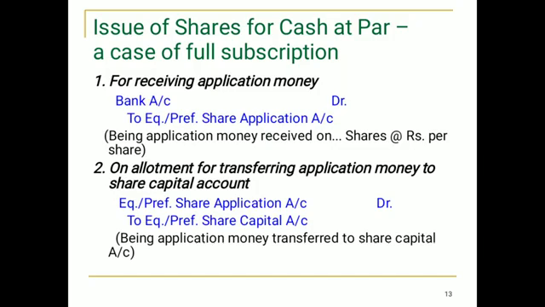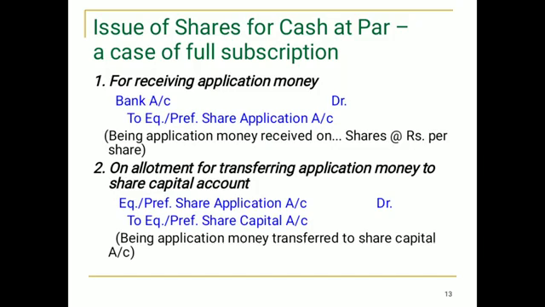Alright, the very first journal entry is for receipt of application money. You have to read these journal entries, understand them, and compulsorily learn them well. Bank account debit to equity or preference share application account.